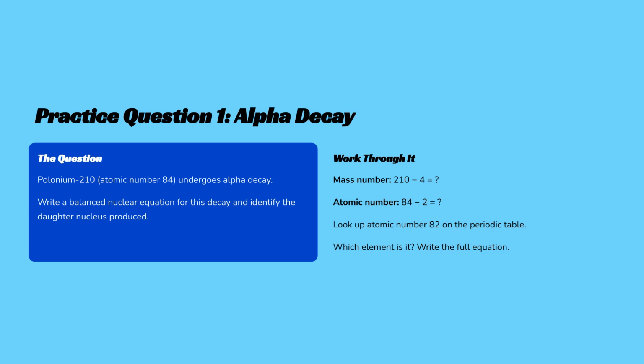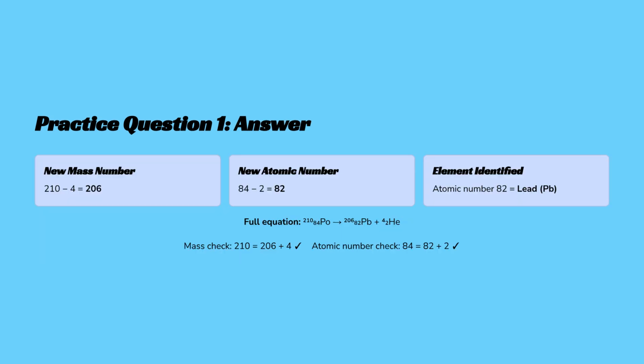Now for some practice. Try this. Polonium 210 undergoes alpha decay. Can you write the equation and identify the daughter nucleus? Checking the math for polonium, 210 minus 4 gives a mass of 206, and 84 minus 2 gives an atomic number of 82. This identifies the daughter as lead.